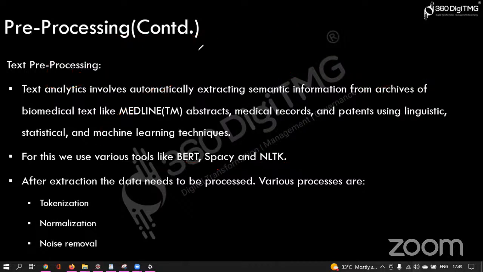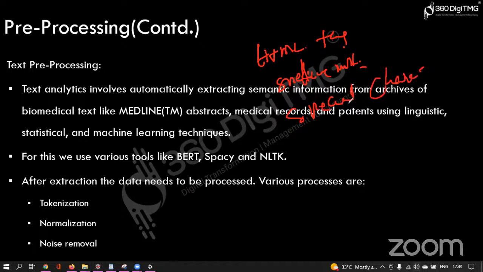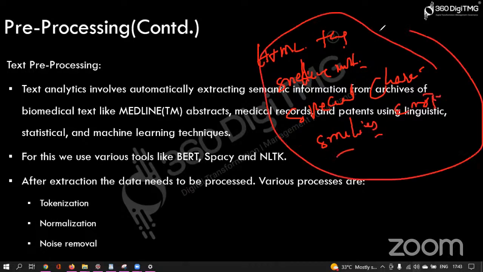Whenever you are accessing all this information, we'll have so many anomalies, like HTML tags, some spelling mistakes, human error, and special characters as well. And we'll have some smileys, some emojis, you can say. So all these anomalies will be present in that particular data.